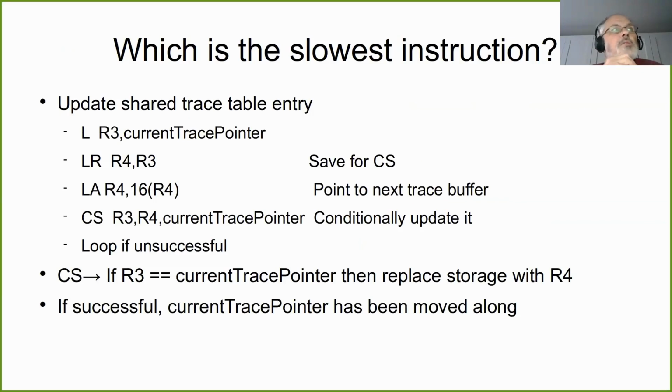So what we did, we'd load register 3 with the current trace pointer and save it. We'd point to the next one. Then we do a compare and swap to update the trace pointer. If it's successful, we have a pointer to our trace buffer. If it's unsuccessful, you go around the loop again. Now, I was told when I studied performance that load register is very cheap and a compare and swap is very expensive. So a quick question for you: which is the most expensive instruction in duration?